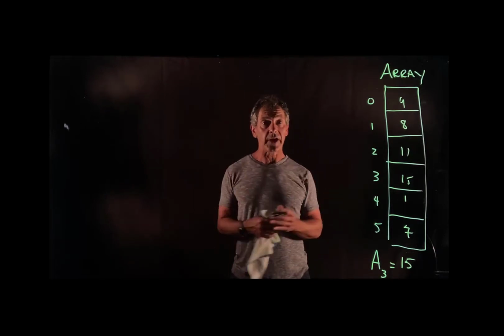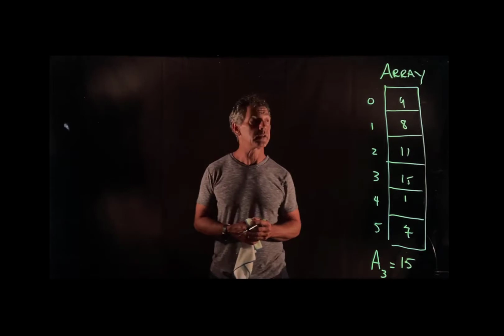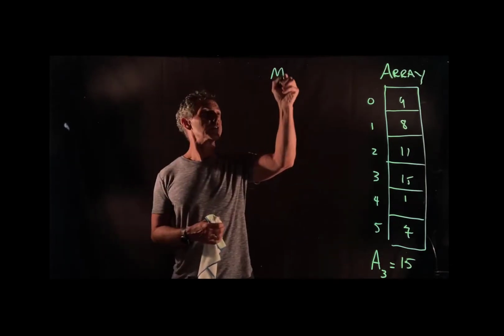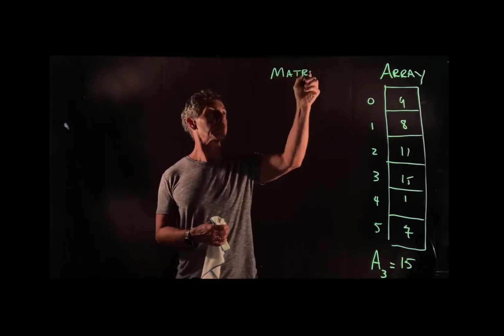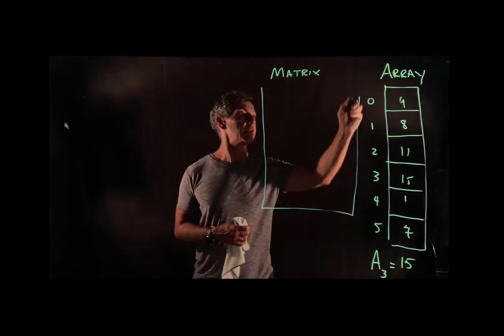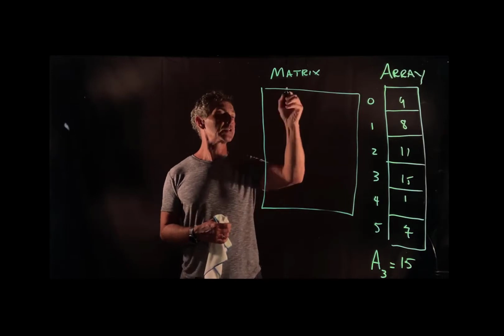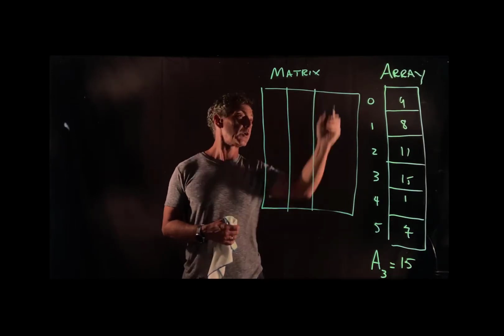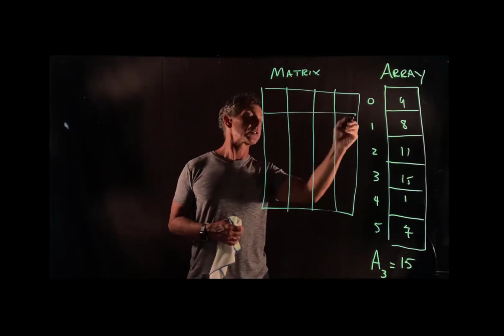We can also have a two-dimensional array. We often call this a matrix, and it works exactly the same way. It's just a grid with values in it, but this time our grid is two-dimensional instead of one-dimensional.